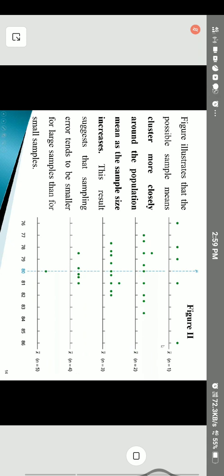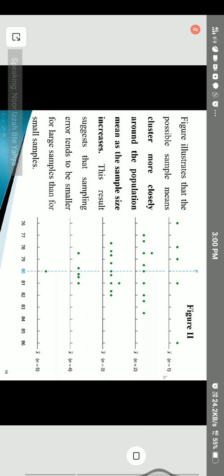If you have only one, your sampling is 1, your sampling is 2, your sampling is 3, your sampling is 4, and your sampling is 5. So to highlight here, the mean population and the mean of your sample, the distribution is somewhere close, not too far. The figure illustrates that the possible sample means cluster more closely around the population mean as the sample size increases.